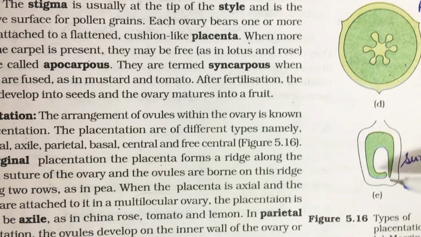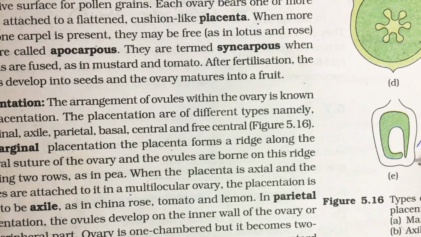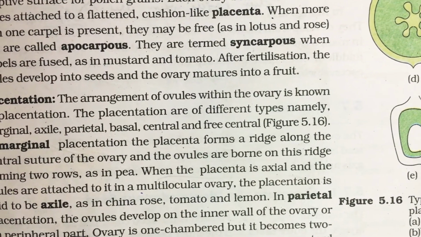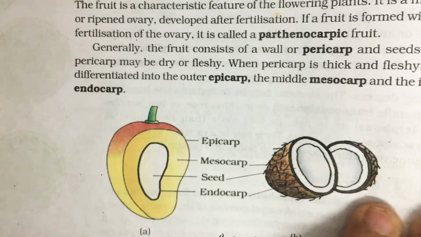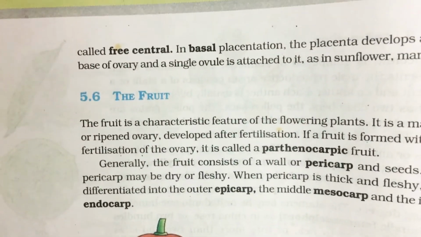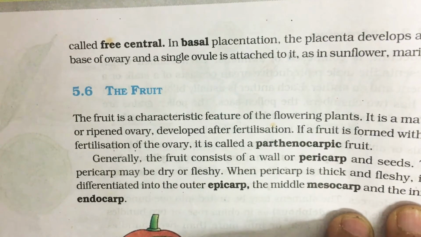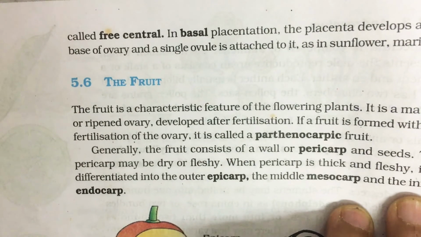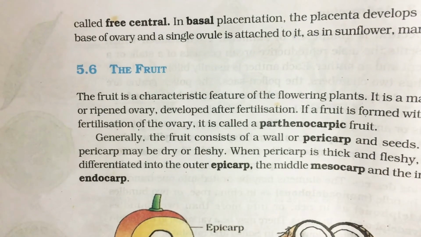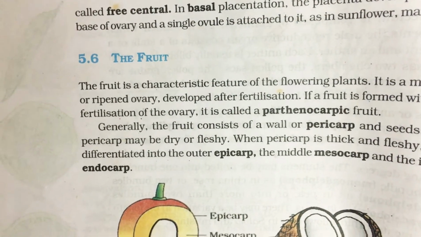And in case of sunflower, this is the example of basal placentation, where single ovule is present at the base. In basal placentation, the placenta develops at the base of the ovary and a single ovule is attached to it. Example is sunflower, marigold. Next is the fruit.